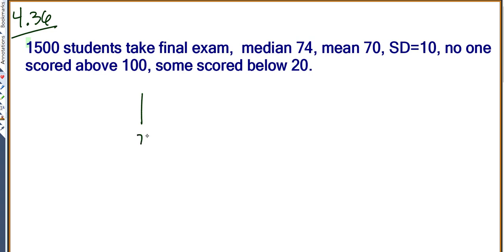we have our mean here at 70, our median at 74. No one can get higher than 100. So we're going to kind of have like a brick wall there. And some people are way over here at the 20s. So it doesn't tell us the shape of the distribution, but exam scores are almost always at least kind of normally distributed, so I can probably draw something kind of like a normal distribution.